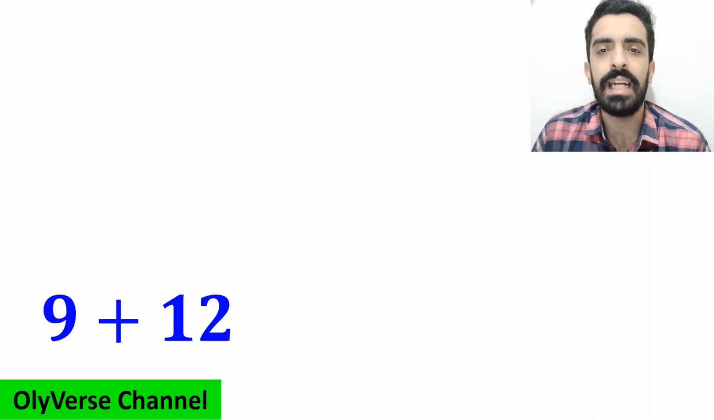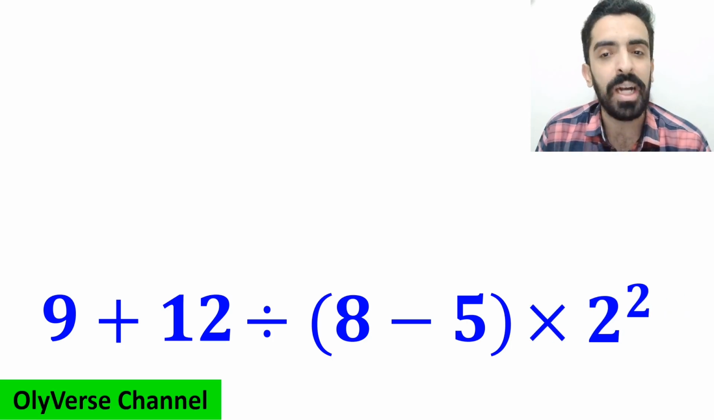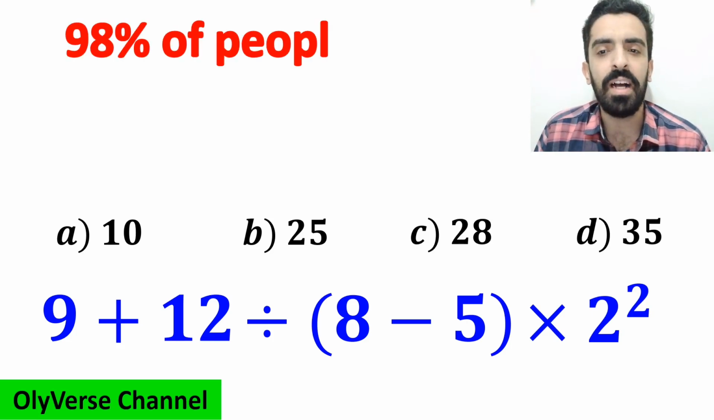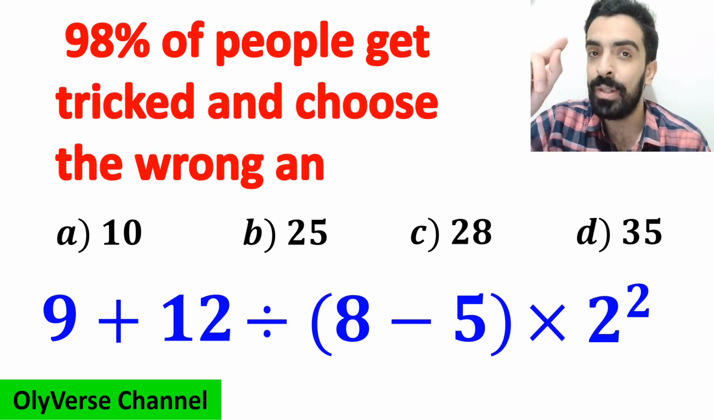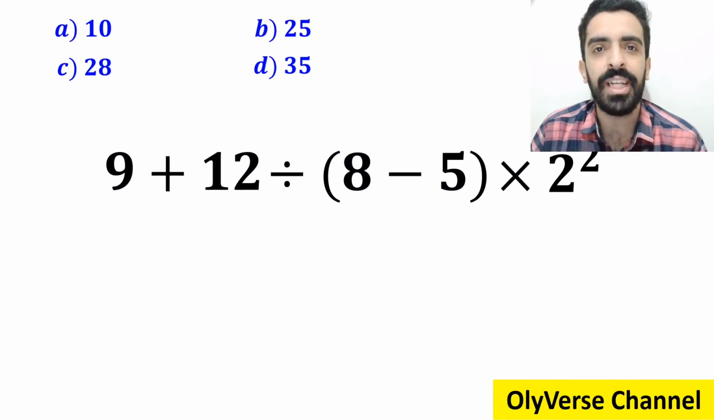What is the value of the expression 9 + 12 ÷ (8 − 5) × 2²? Which option do you think is the correct answer to this question? 98% of people get it wrong and choose the wrong answer. Let's take a closer look and solve it together.